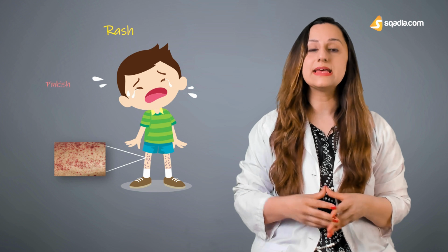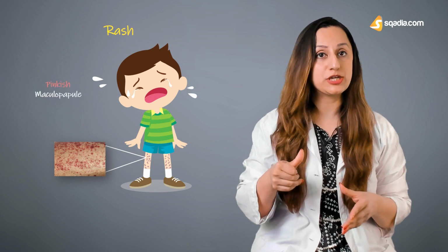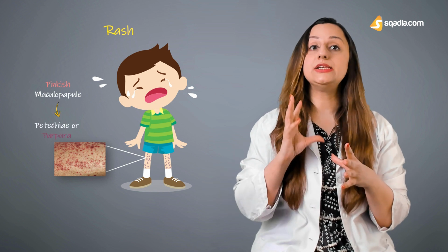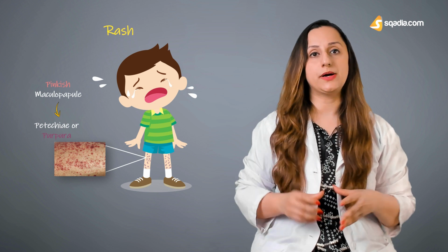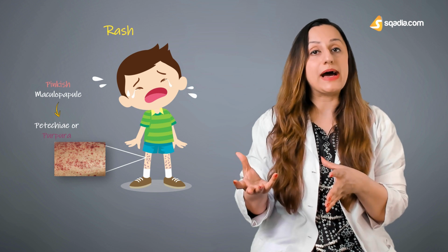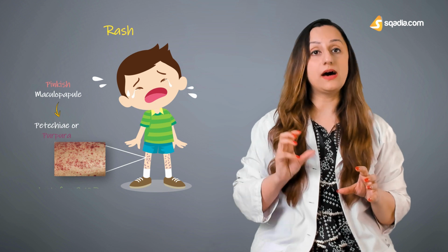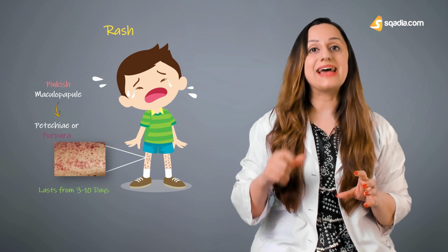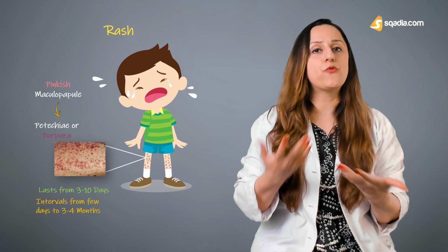It begins as pinkish maculopapules that initially blanch on pressure and progress to petechiae or purpura. But the notable thing is that it is characterized clinically as palpable purpura that evolves from red to purple to rusty brown before it eventually fades out. Now this rash lasts from 3 to 10 days and may appear at intervals that vary from a few days to as long as 3 to 4 months.